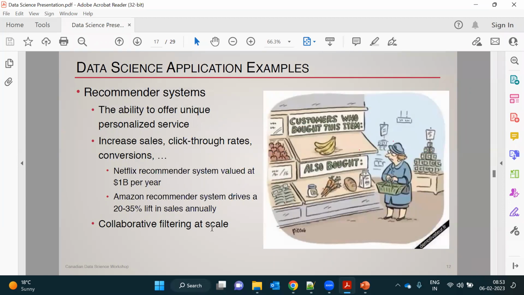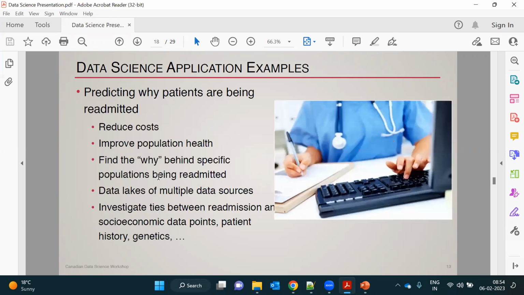So other use cases are recommender systems. Like when you open Flipkart or Amazon, you might be seeing recommendations based on your previous history. Based on this recommendation system, we can even increase sales and click-through rates. Netflix and Amazon are the best examples of these things. Another application example is prediction in healthcare.